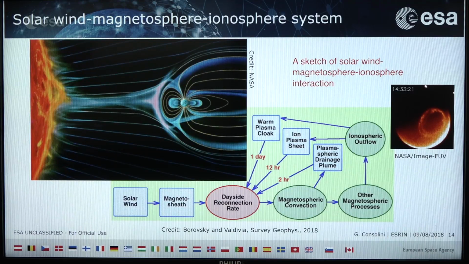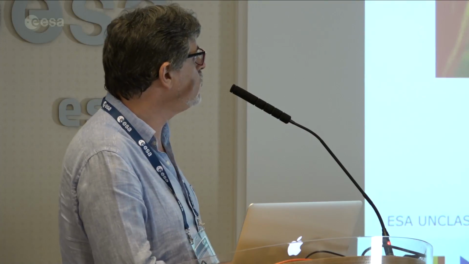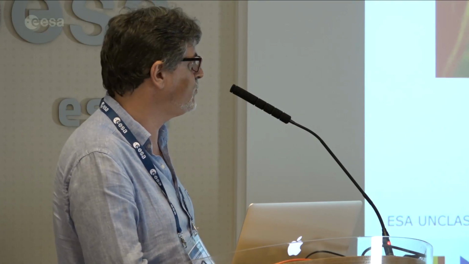So we have the sun, that through the solar wind impacts on the magnetosheath, which is just the boundary of the Earth's magnetosphere. Then sometimes, under a specific condition that I will discuss later, we can have what is called the dayside reconnection in front of the nose of the magnetopause. So when we have this phenomenon, we have transfer of energy, in terms of particles, momentum, and so on, from the solar wind directly inside the Earth's magnetosphere.